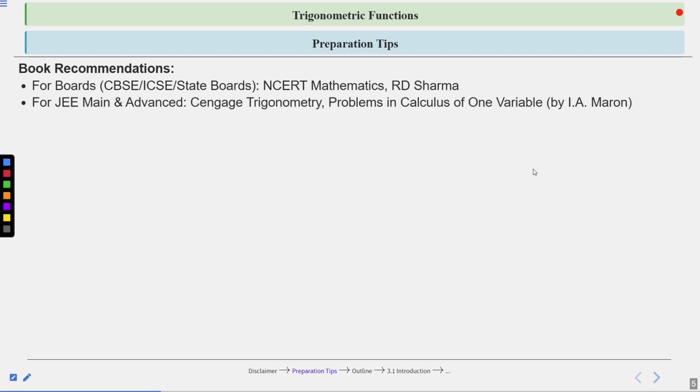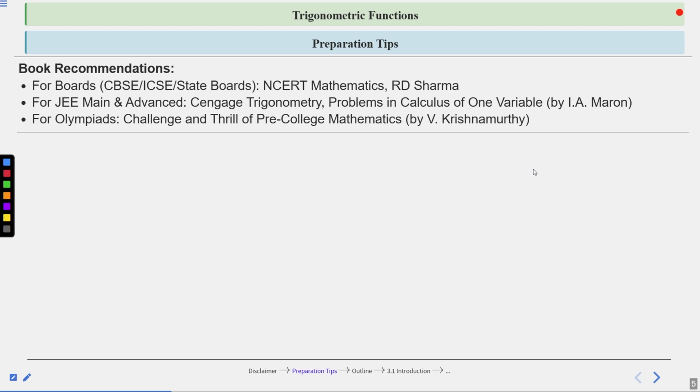If you are preparing for JEE Mains and Advanced, then you have to go through Sengar's Trigonometry, Problems in Trigonometry, and obviously Problems in Calculus of One Variable by I.A. Maron. And if you are preparing for Olympiads, then Challenge and Thrill of Pre-College Mathematics by V. Krishnamurthy. You can refer to these accordingly.